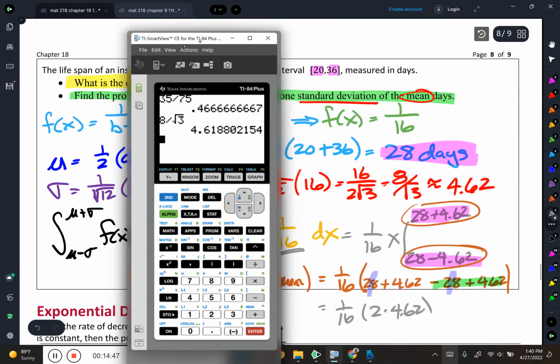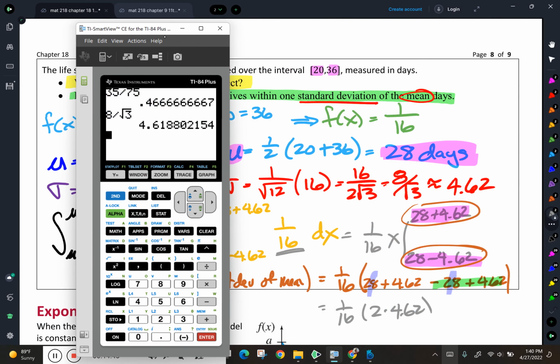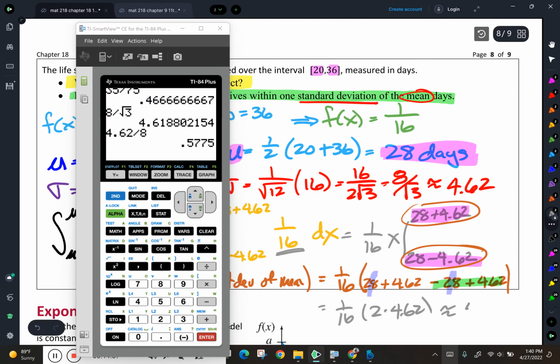And that's going to be, let's see, what's that going to be? That's going to be 4.62 divided by 8, which is about 58%. So approximately 58%, round wherever they would tell me to round it to.